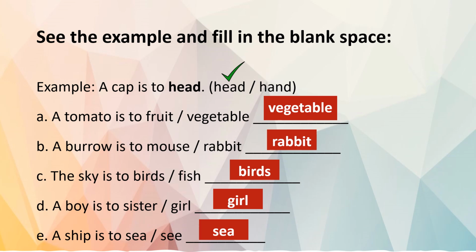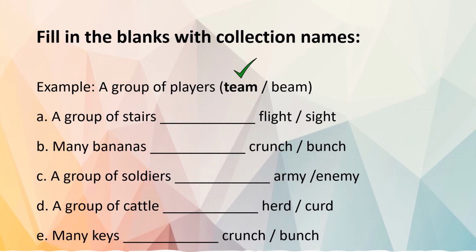Once again, we will read the sentences. A tomato is to vegetable. A burrow is to rabbit. A sky is to birds. A boy is to girl. A ship is to sea. Hope all of you understood this activity. Let's move to another one. We'll move to the next activity.